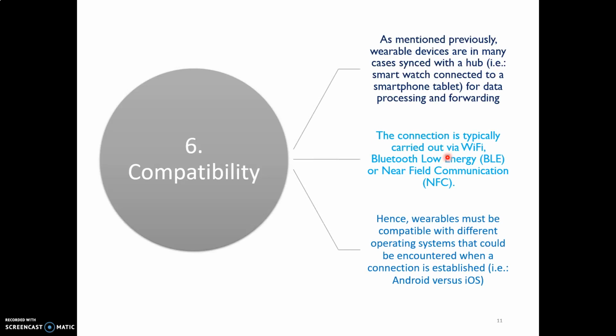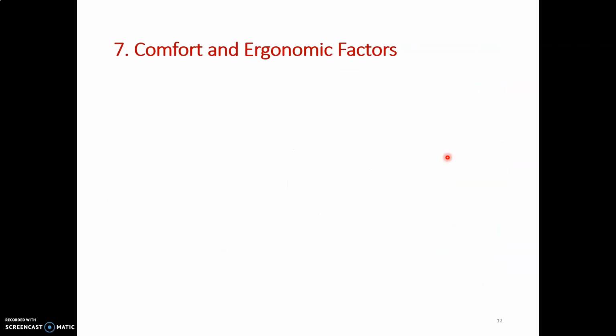Sixth, compatibility. As mentioned previously, wearable devices are in many cases synchronized with a hub, like a smartwatch connected to a smartphone or tablet for data processing and forwarding. The connection is typically carried out via Wi-Fi, Bluetooth Low Energy, that's BLE, or NFC, as the communication technologies. Hence, wearables must be compatible with the different operating systems that can be encountered when a connection is established, like Android versus iOS, which we mostly use nowadays.